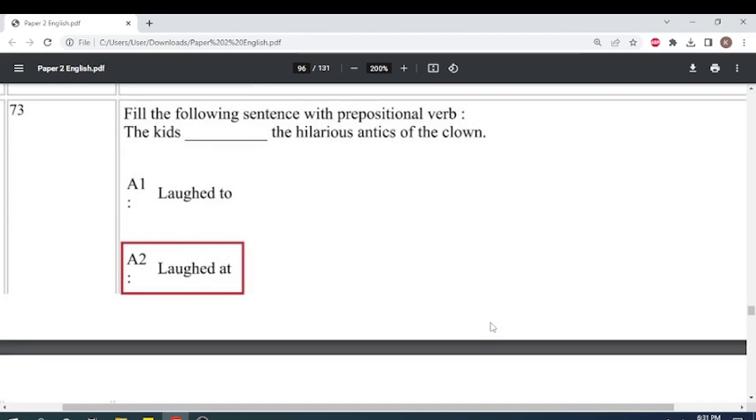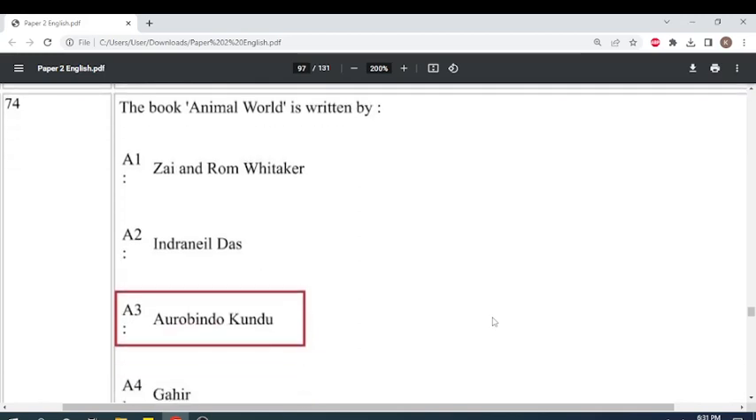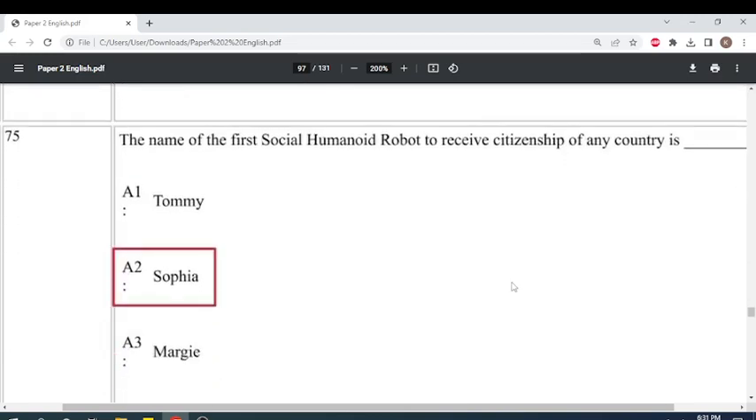Fill in the following sentence with a prepositional verb. The kids had dash the hilarious antics of the clown. Answer A2, laughed at. 74. The book Animal World is written by. Answer A3, Aurobindo Gupta. 75. The name of the first social humanoid robot to receive citizenship of any country is dash. Answer A2, Sophia.